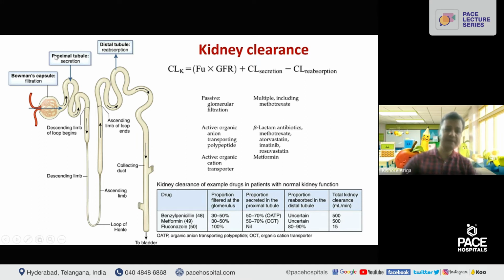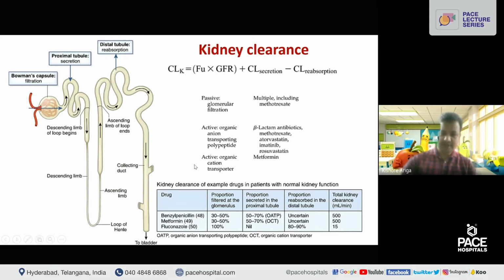It is not the same for every drug. Each drug may have different components, as we see here. Glomerular filtration: the majority of drugs get filtered by glomerular filtration. But in the proximal convoluted tubule, we have two transporters, the organic anion transporting polypeptide and the organic cation transporting peptide. These secrete drugs into the tubules, like beta-lactam antibiotics, statins, and metformin. They are secreted in the proximal tubule by these transporters.